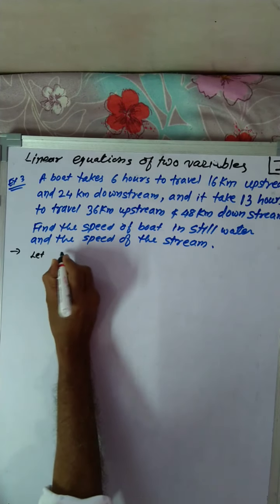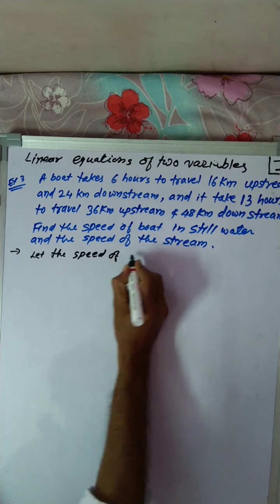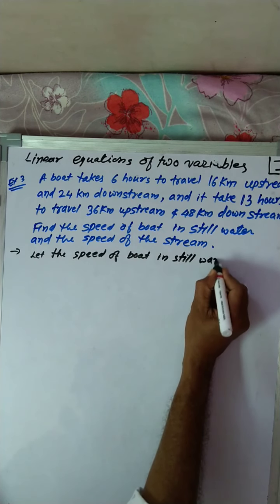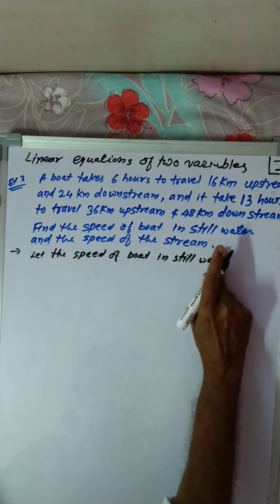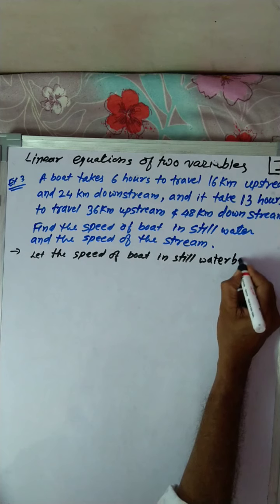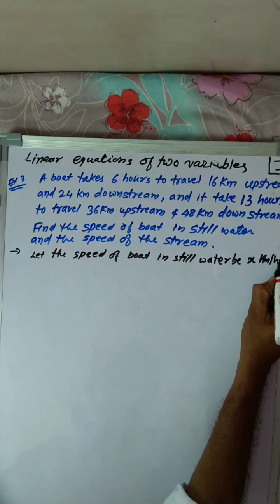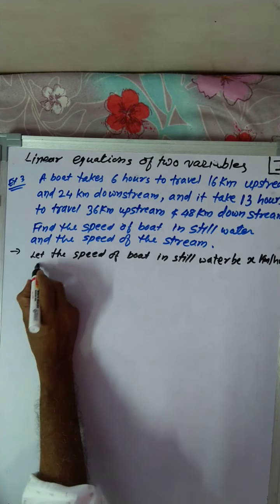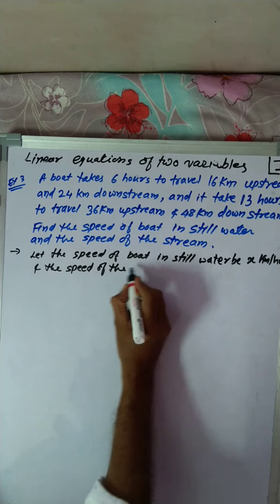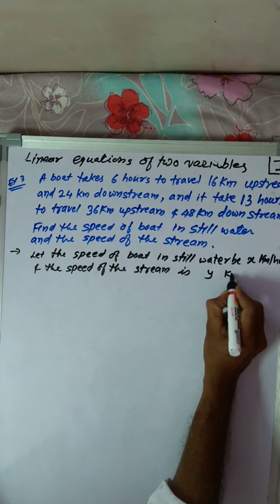Let the speed of boat in still water be x kilometer per hour and the speed of the stream is y kilometer per hour.